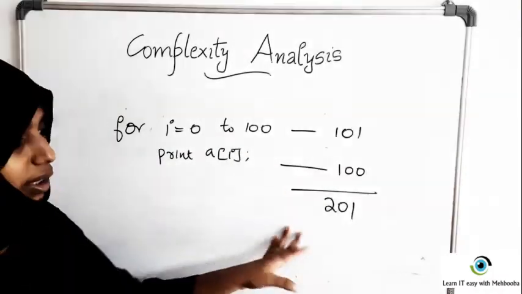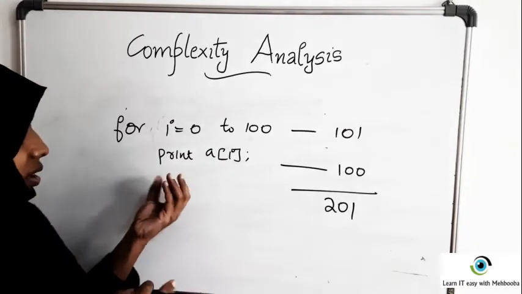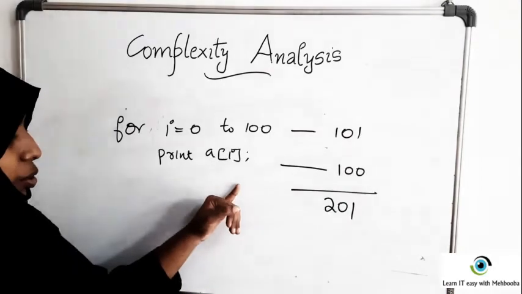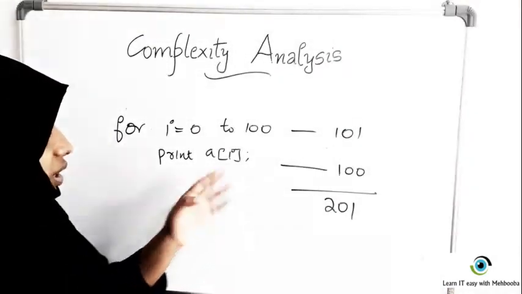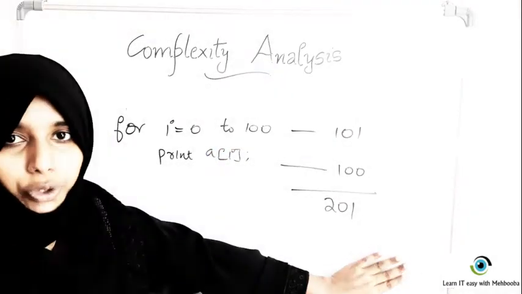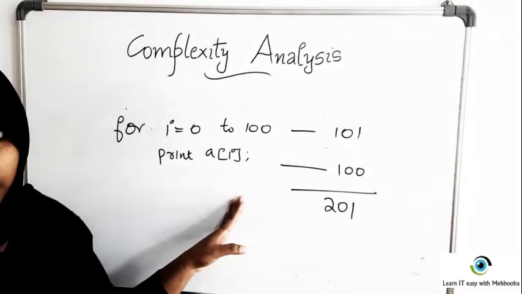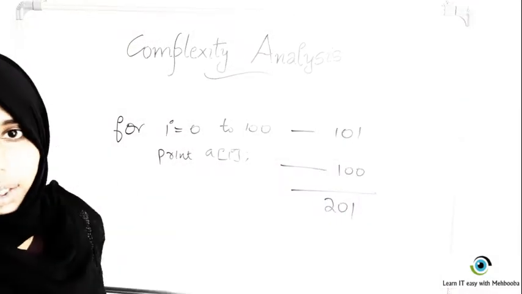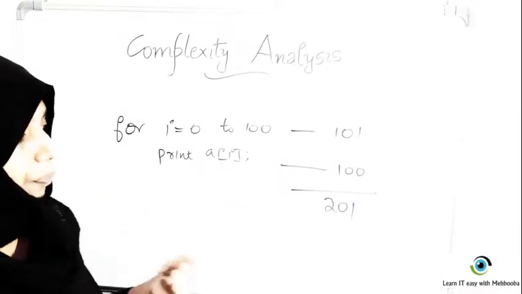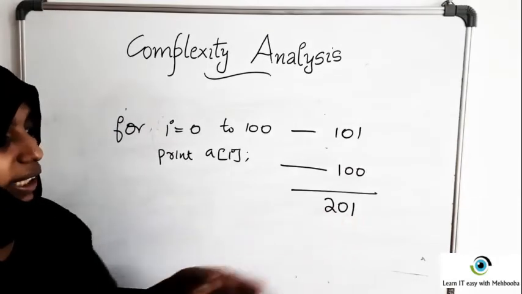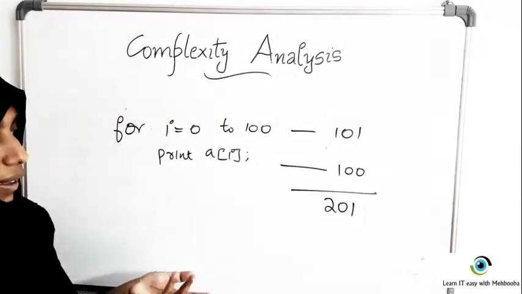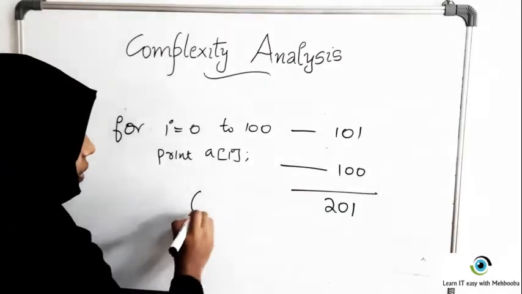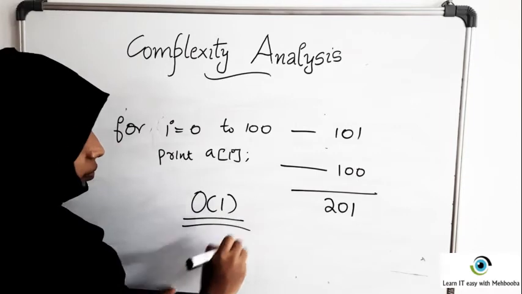So there are no input size variables which are determining the execution time taken by the program. Whatever be the input size, the program will run exactly 201 times. Otherwise, you have to change this 100 to some other value, and then that is some other algorithm, not this one anymore. In this case, this algorithm is running exactly 201 times. If it is like that, we will say that this algorithm has a constant complexity and we will write it as order of 1.